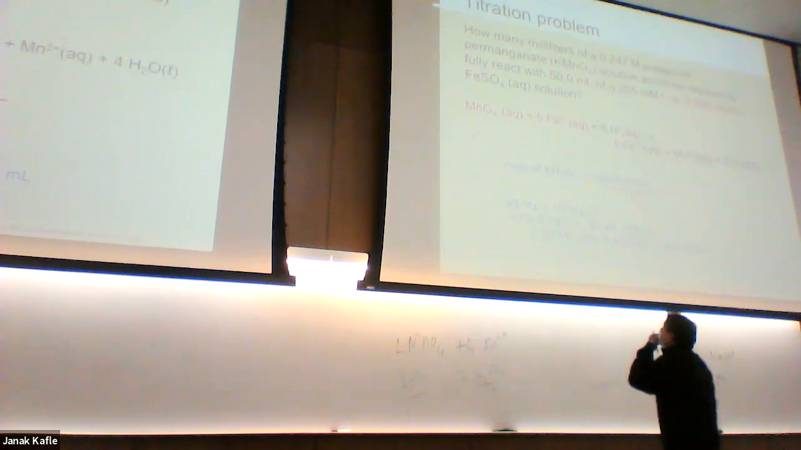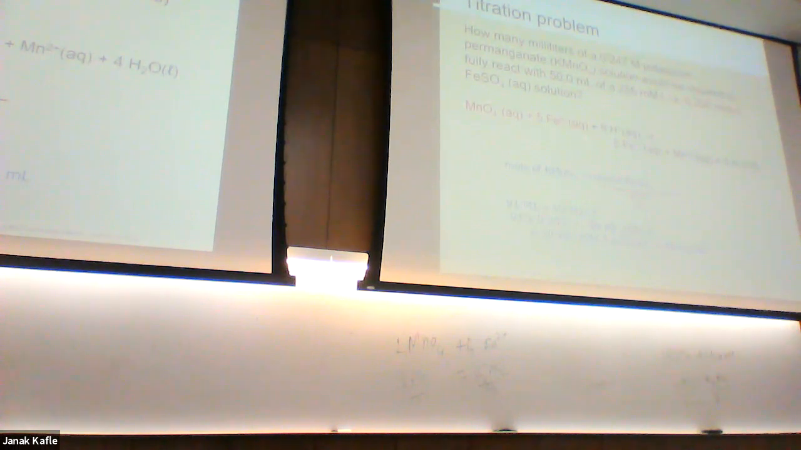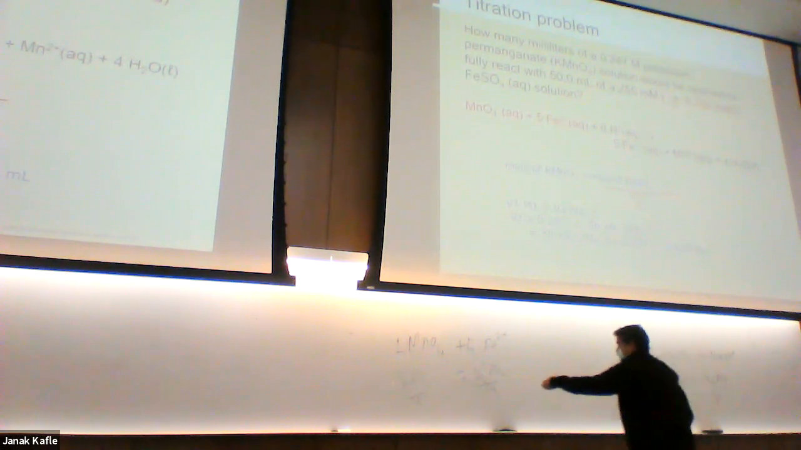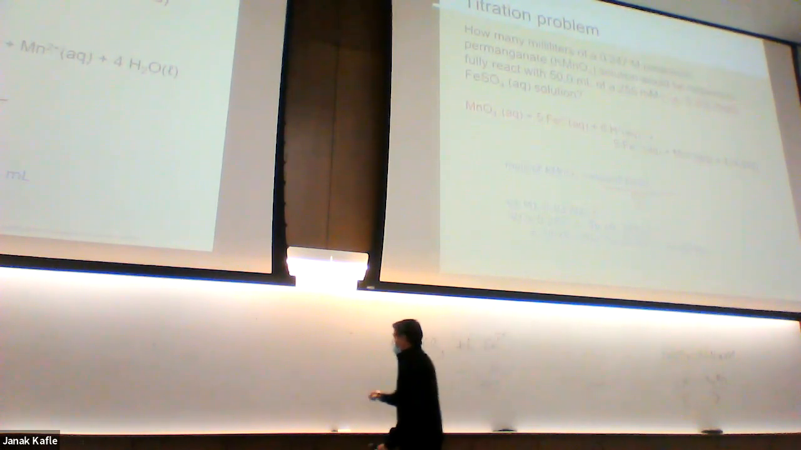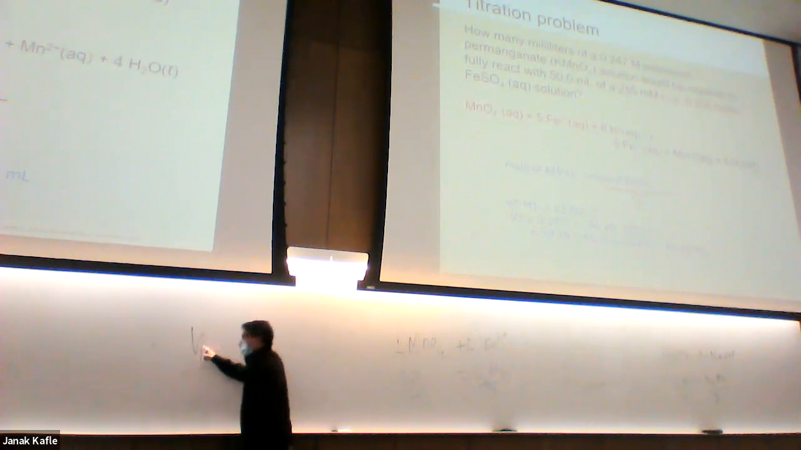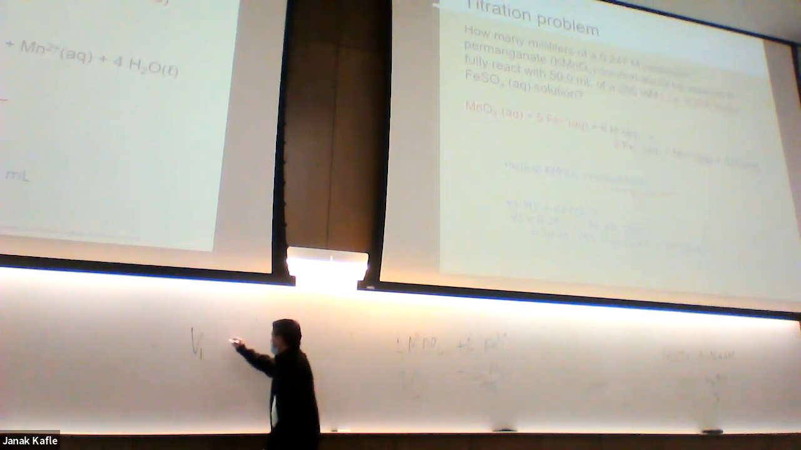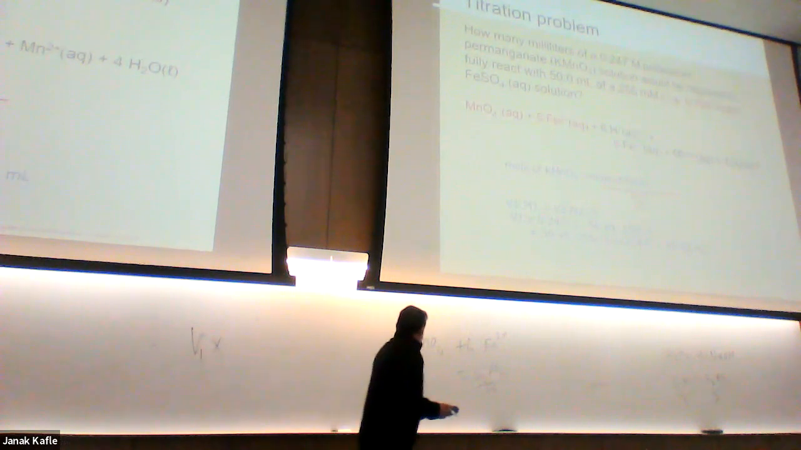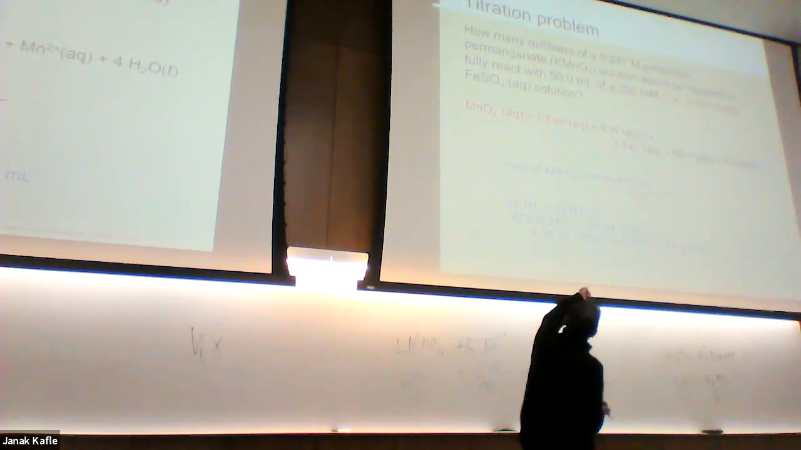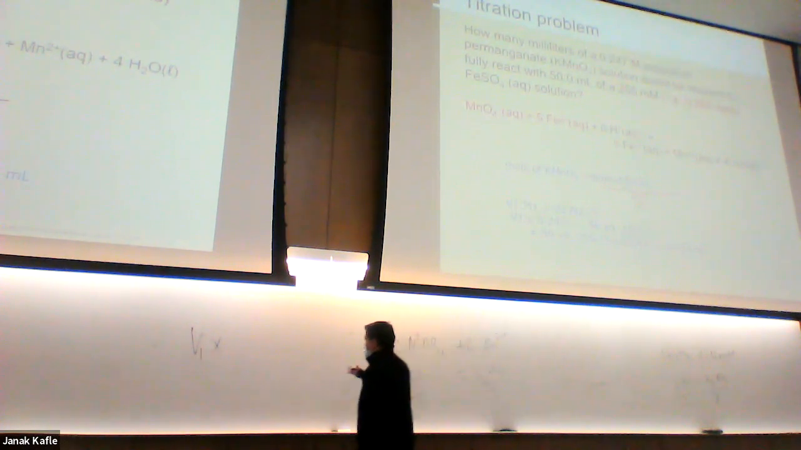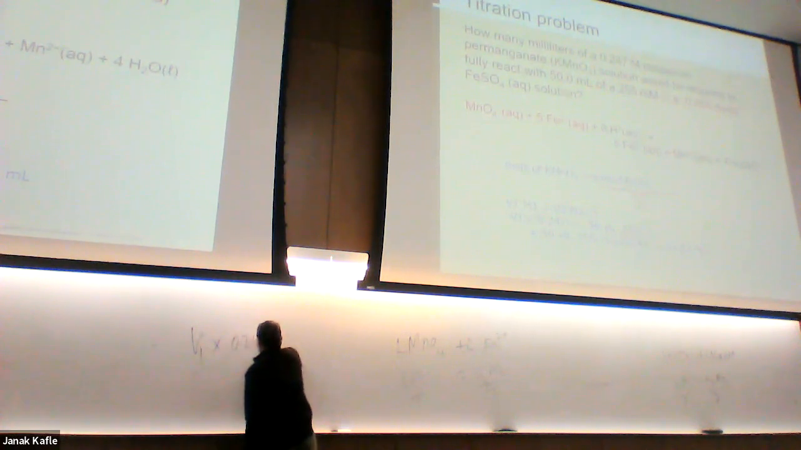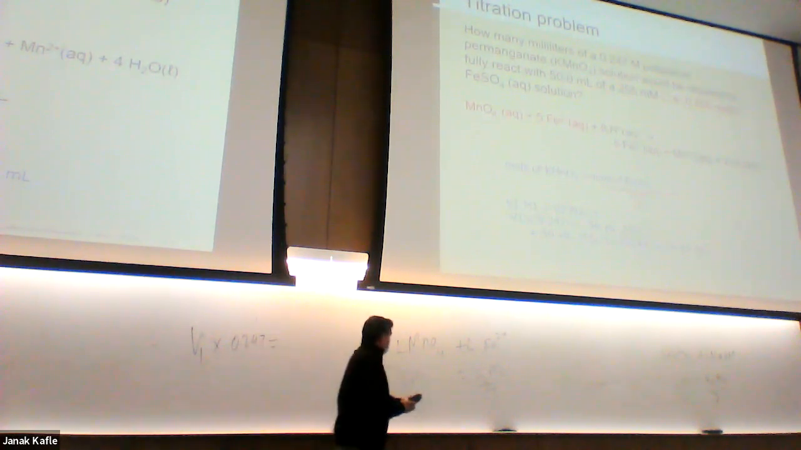So let's put the numbers there now. How many milliliters of potassium permanganate? This is potassium permanganate on my left side. So V1, the volume, I don't know. The molarity of potassium permanganate, M1, is 0.247. 0.247 is equal to V2 M2.